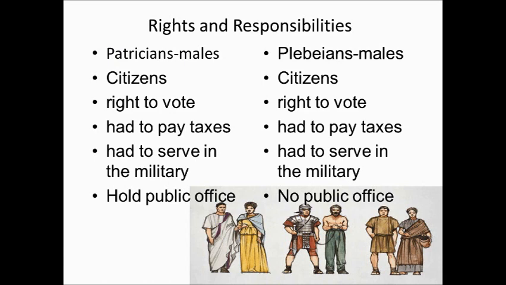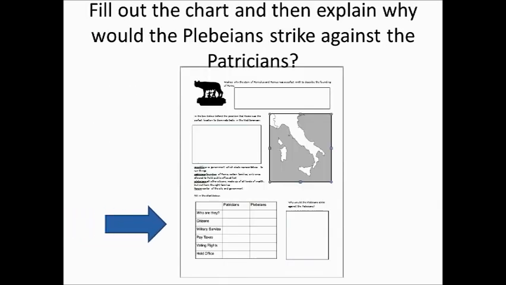Obviously, if plebeians could vote, but not for anyone that would represent them or from their group, that leaves things pretty unfair. Okay, so what I want you to do is in your notes, fill out this chart about who the patricians were, who the plebeians were, and then what their rights were. And then, in the box over here, I want you to give me some ideas about why you think the plebeians would not be happy with the current system and might go on strike against the patricians.